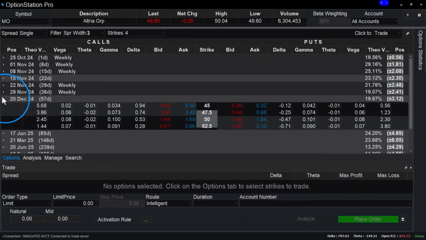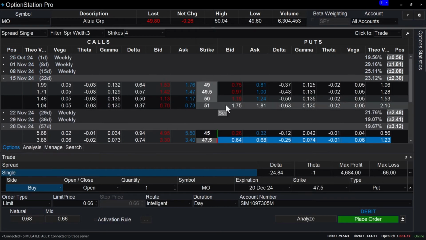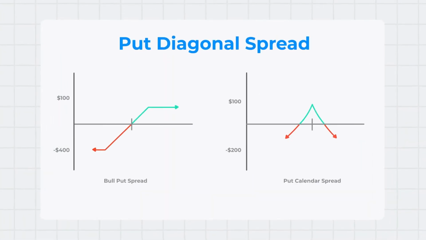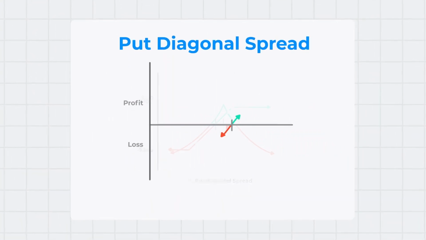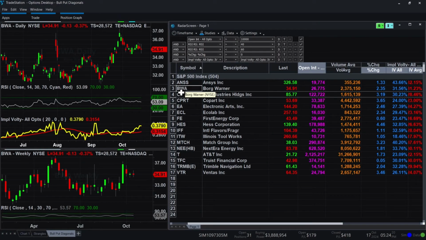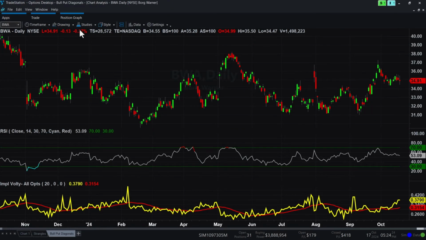The put diagonal consists of two put options, which attempt to profit from a neutral to slightly bullish underlying security. It's a blend of a bull put credit spread and a put calendar spread. In our next example, we chose Borg Warner as our bullish security from the radar screen. The price has been moving sideways, but it may be ready to bounce from the top of a previous range.